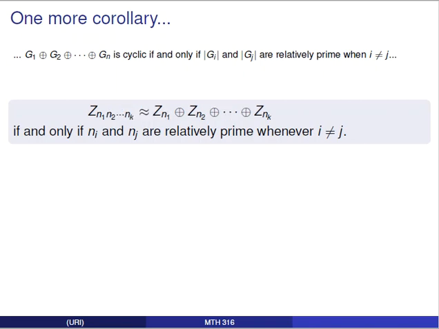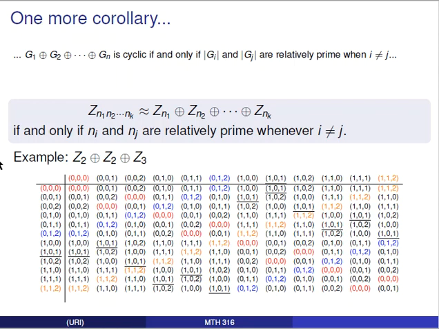So let's take a look at how we might apply this. It's also important to keep in mind that you can say this the other way around. You can take any cyclic group and you can break it down into smaller cyclic groups if you take a look at how to factor that in such a way that the different numbers in your factorization end up being relatively prime to each other.